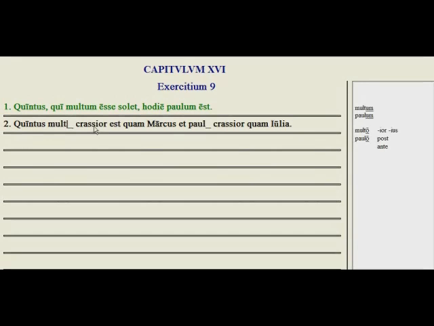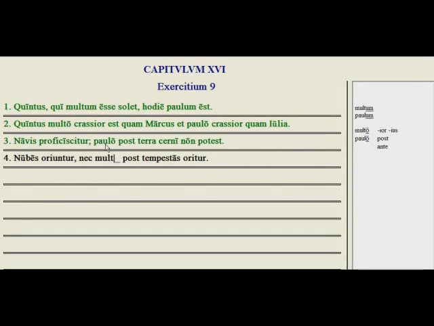Quintus is fatter by a long shot, so he's much fatter. And here's the adverbial form. Quintus is fatter by much than Marcus, and he is fatter a little bit, by a little, than Julia. The sailor, or the ship, sets out a little bit after the land is not able to be discerned any longer. So a little bit later is the adverbial form again, paulo post. So here are the forms that use multo and paulo, and multum and paulum is when it's in the accusative receiving the action. Let's try exercise number 10.